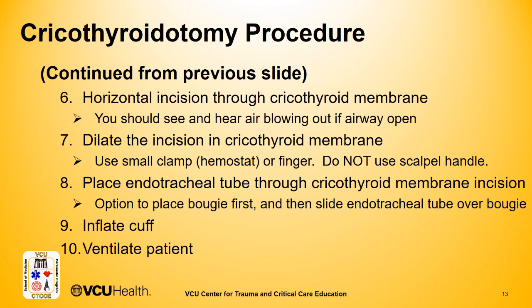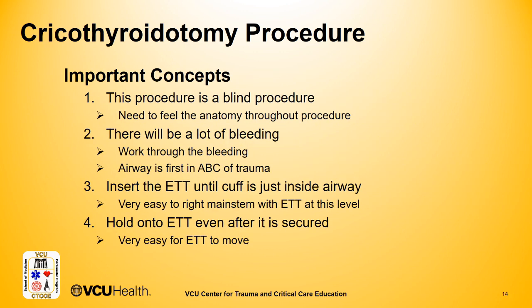Once the endotracheal tube is in the airway, inflate the cuff and attach the endotracheal tube to a BVM or to a ventilator in order to ventilate the patient. Important concepts. This procedure is a blind procedure. You need to feel your anatomy throughout the procedure. There will be bleeding. Remember, A is the first letter in ABC. You need to secure the airway. You need to work through the bleeding.